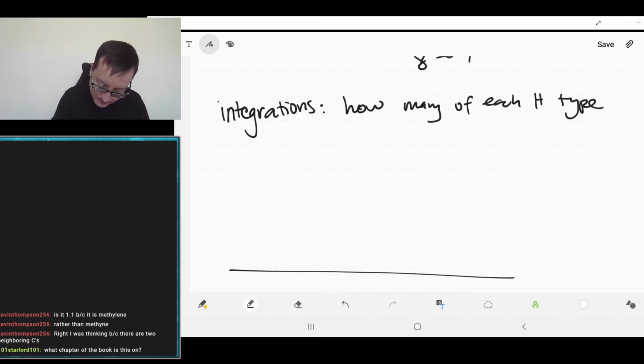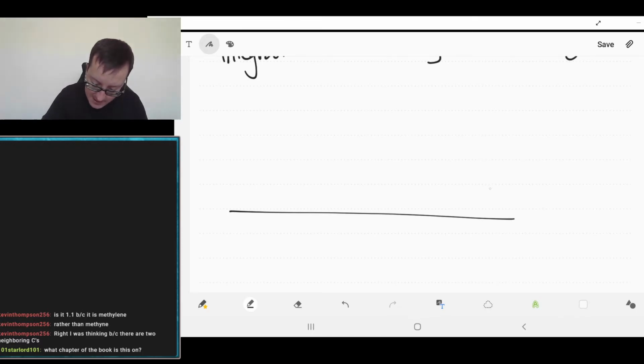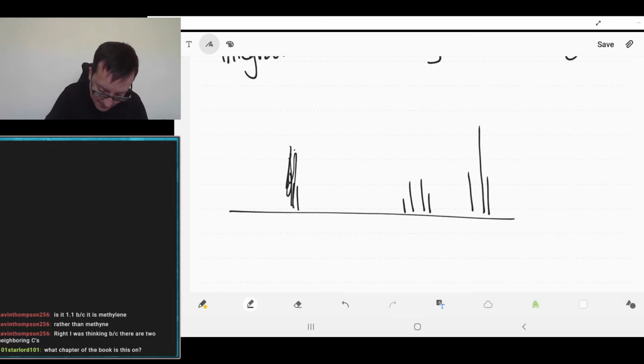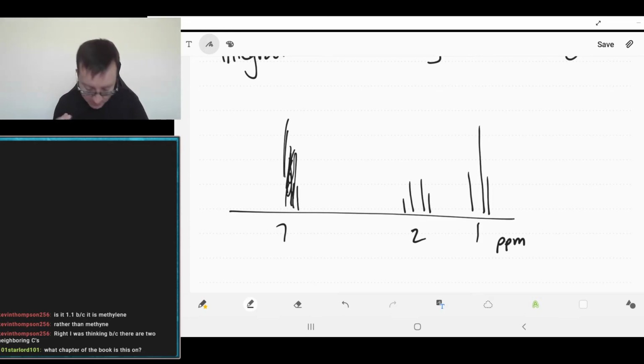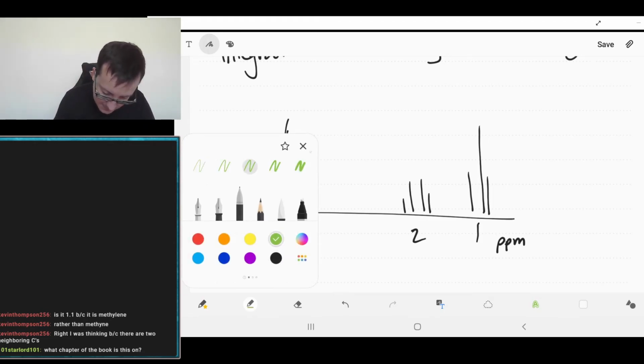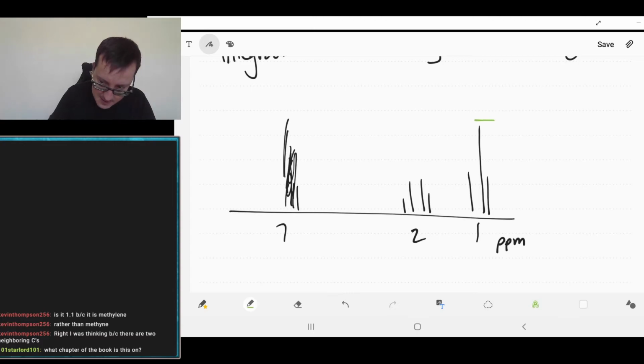So ethylbenzene, we're going to have our triplet here, a quartet here, and then a whole mess of stuff at 7 or so. Roughly speaking, this is my hand-drawn NMR spectrum. You're going to see numbers like this.